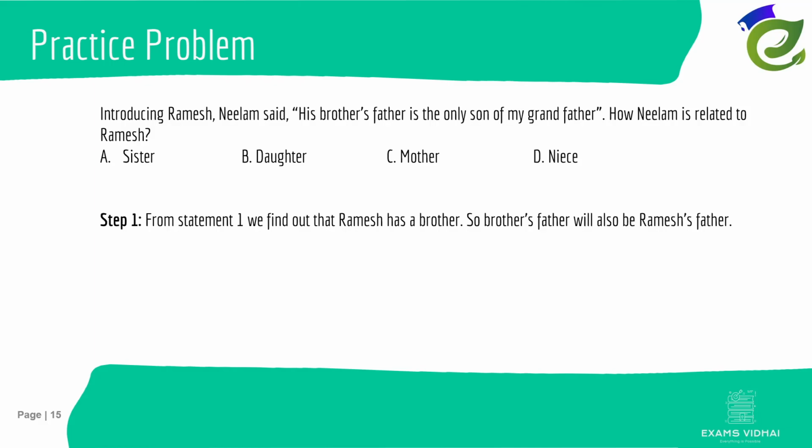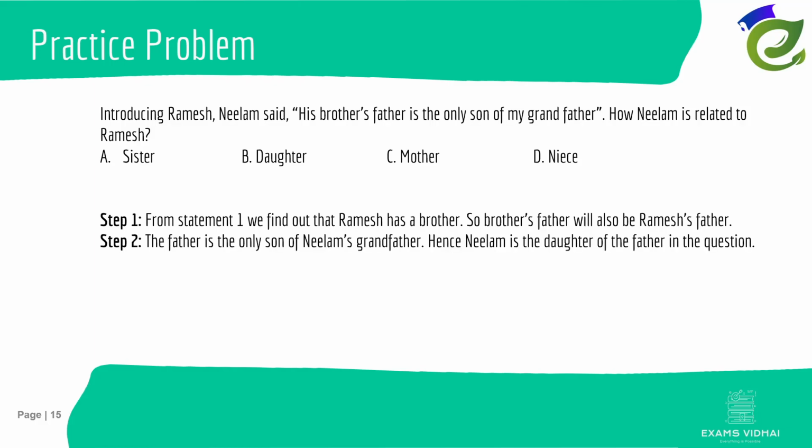Step 1. From statement 1 we found out that Ramesh has a brother. So brother's father will also be Ramesh's father. Step 2. The brother's father is the only son of Neelam's grandfather. Hence, Neelam is the daughter of the father in the question. The decoded statement is, Neelam is the sister of Ramesh. Therefore, the solution is option A, a simple question.